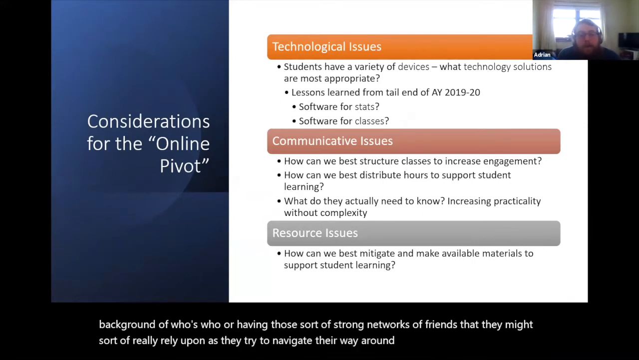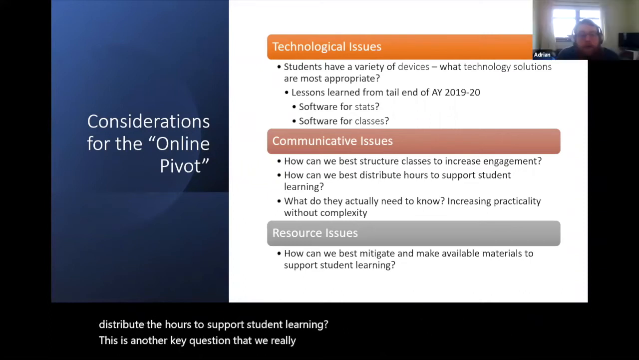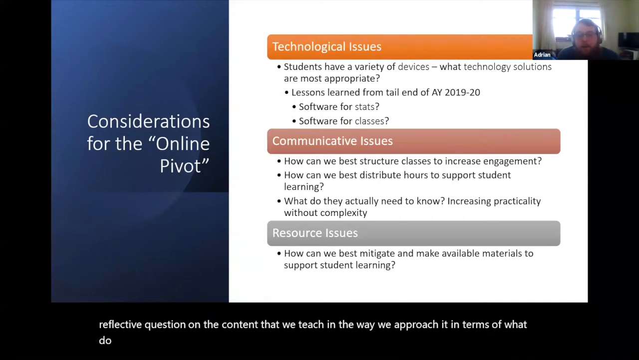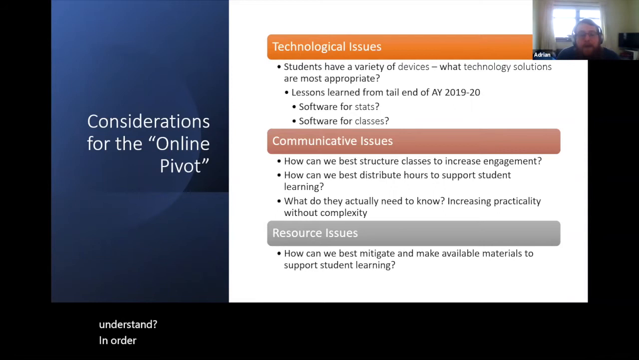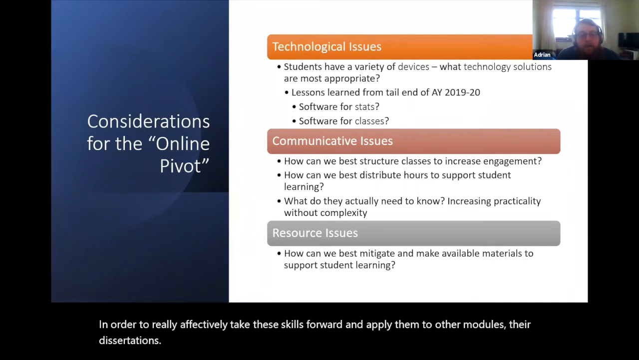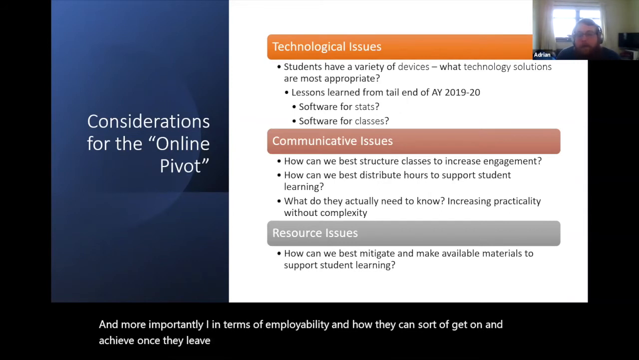How can we best distribute the hours to support student learning is another key question we wanted to focus on. And also a more reflective question on the content we teach and the way we approach it: what do they actually need to know? What are the key things we think they need to understand in order to effectively take these skills forward and apply them to other modules, their dissertations, and more importantly, in terms of employability and how they can get on and achieve once they leave university, having completed their education.